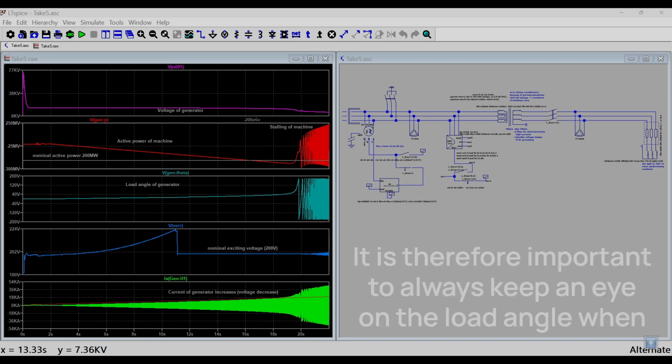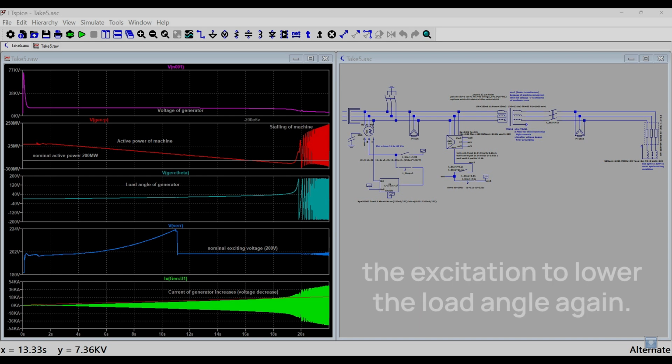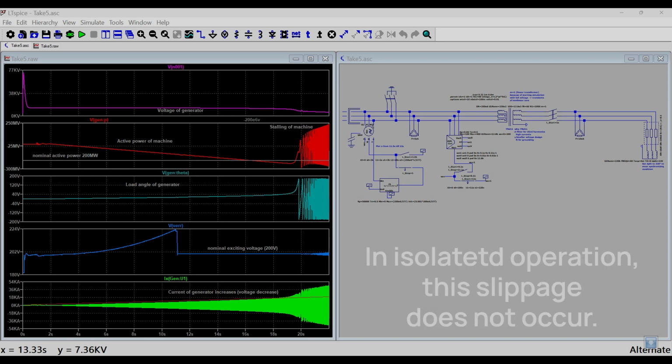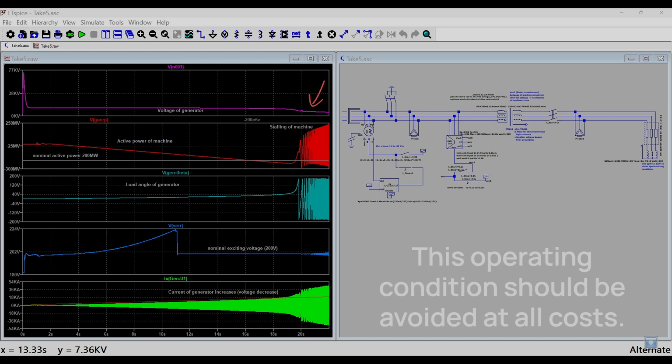It is therefore important to always keep an eye on the load angle when increasing active power, and possibly increase the excitation to lower the load angle again. In isolated operation, this slippage does not occur. In addition to slipping, a severe voltage sag occurs. This operating condition should be avoided at all costs.